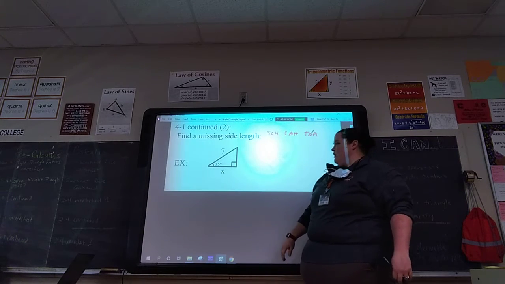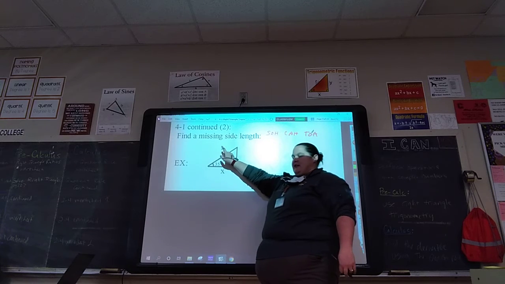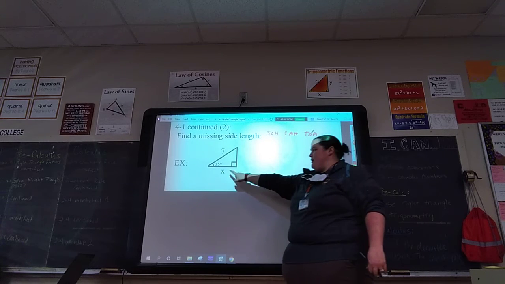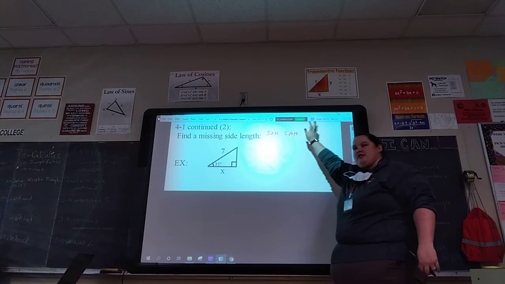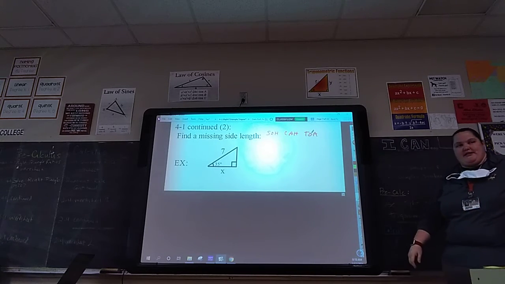So I have to look at the side that I know, to discover which side that is, and then what side I'm trying to find. That'll help dictate which one of the trig functions I use, and then I can find that missing side that I have there.